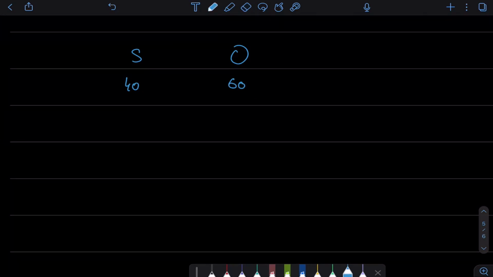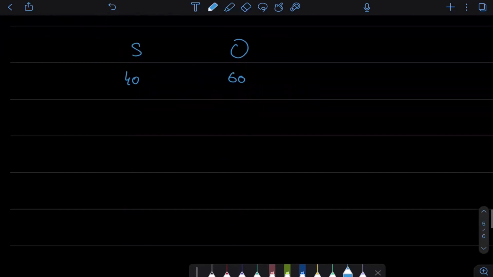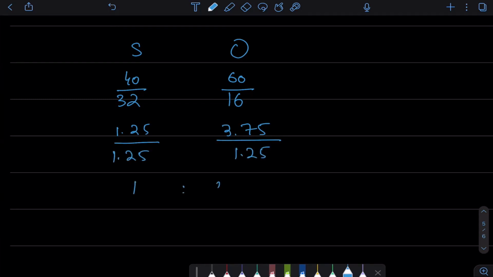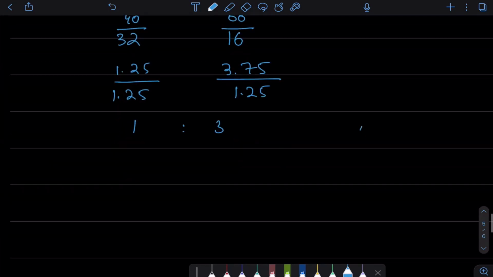Now I'm going to do the first step, which is divide by AR. So divide by 32, divide by 16. This one gives me 1.25 and this one gives me 3.75. Now I will obviously divide by the smallest. That's my second step. So this gives me 1:3. And that's my answer. My answer is S1O3. Don't forget to write the formula at the end. Sometimes students forget. They do this much and then leave it. Don't forget to do that.